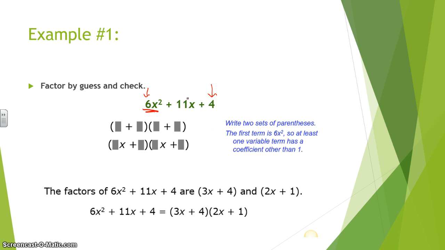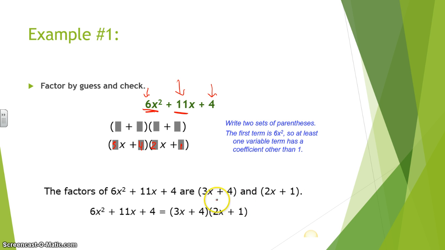So guess and check here for this. The factors are going to be 3x plus 4 and 2x plus 1. So they filled in the 3 here and the 2 there because 3 times 2 is 6. And then factors of 4 would be 4 and 1. 4 times 1 gives you 4, but they need to add to be 11 right here. So this was guess and check. So I guessed 3x plus 4 and I guessed 2x plus 1, but I need to check it.